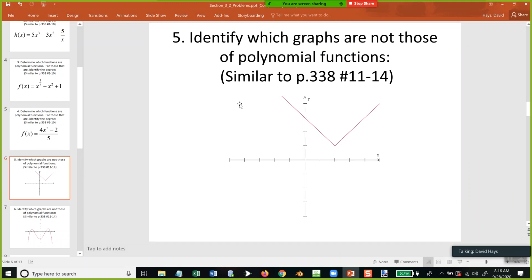On number 5 here, where it's asking us to identify which graphs are not those of polynomial functions, you notice we got a sharp corner here. That's actually an absolute value. That's what causes that sharp corner. So the answer here is no, it's not a polynomial function.